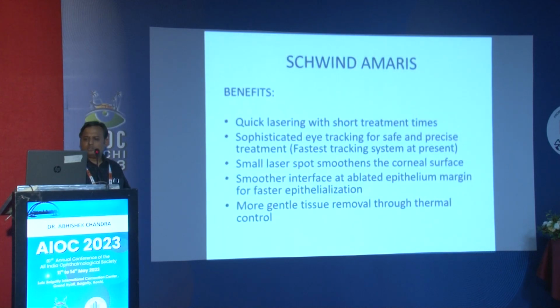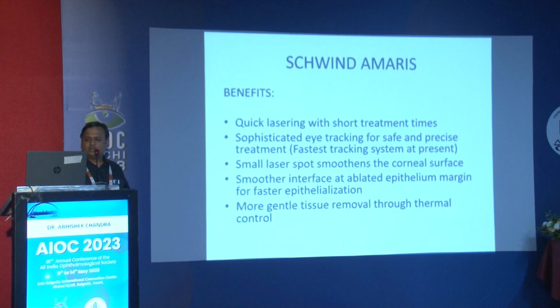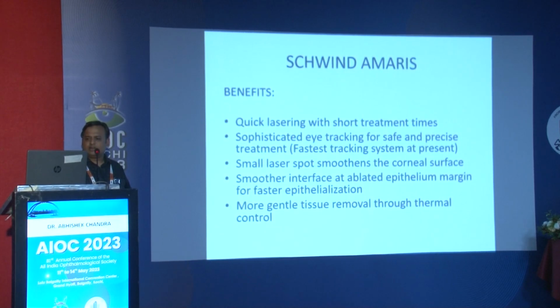So just to summarize the advantages of Schwind Amaris, it is a quick lasering with short treatment times, sophisticated eye tracking for safe and precise treatment. It has the fastest eye tracking system so as to get better results. It has smaller laser spots as compared to other machines with smoother interface and ablated epithelial margin for faster epithelialization.